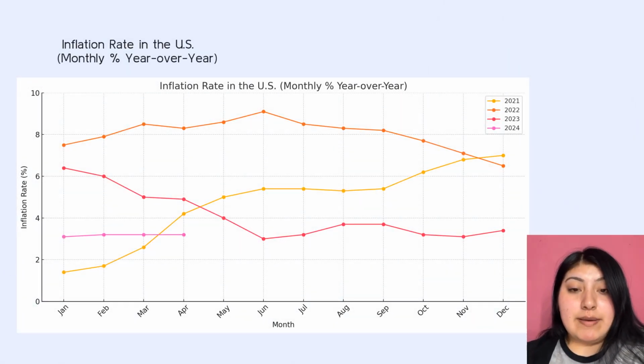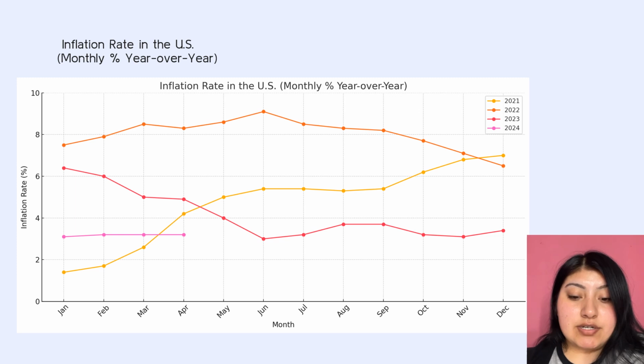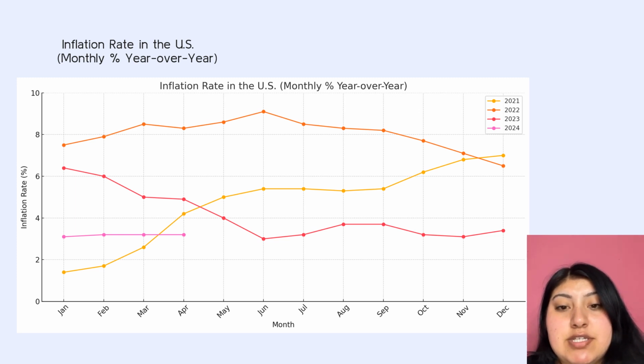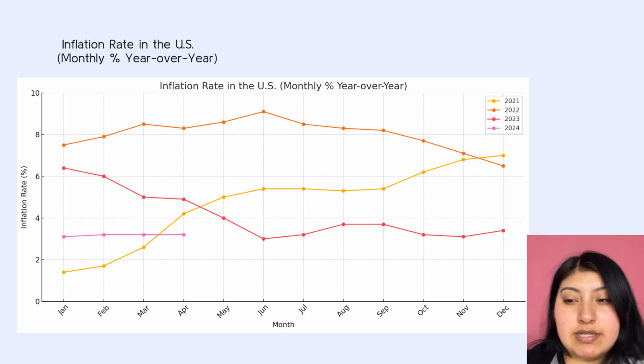Inflation trend, 2021 to 2024. In 2021, inflation started to increase sharply and went from about 1.4 percent in January 2021 to 7 percent by December 2021. In June 2022, inflation peaked at 9.1 percent, the highest level in over 40 years. After that, inflation began to decline slowly.